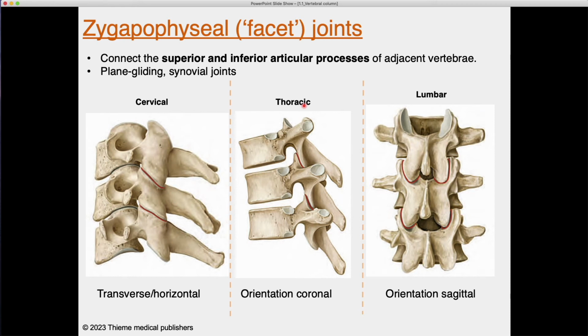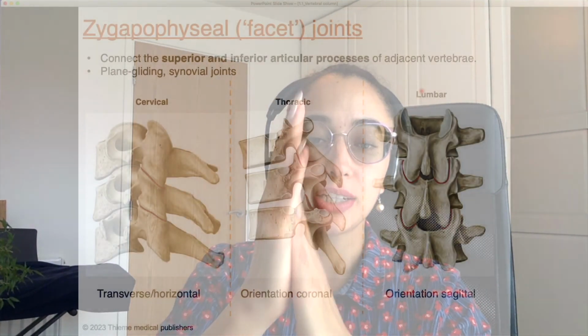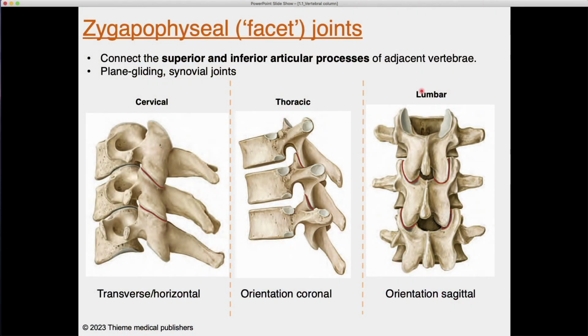And if we look at the lumbar region, the facets are oriented in the sagittal plane, like so. They're quite strongly interlocked with each other, meaning that I'm pushing my hands upon each other. It's very difficult for these vertebrae to dislocate from each other. Okay? However, that means that we have limited rotation in the lumbar spine.